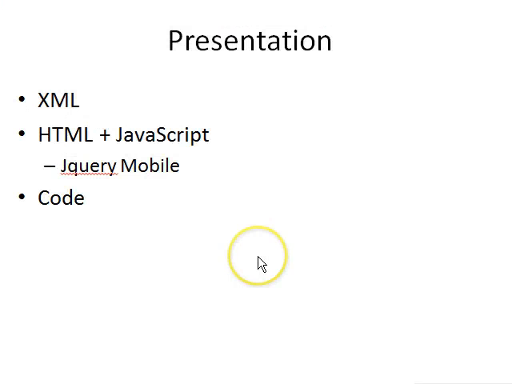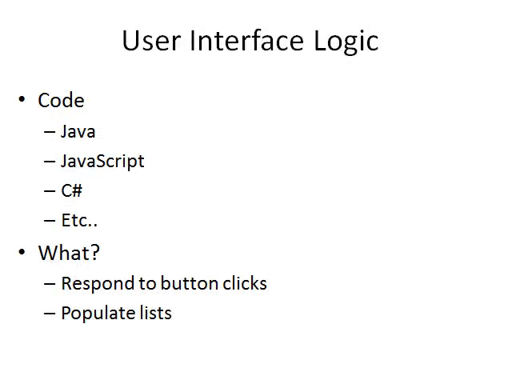So on an Android view, we will have XML that shows the presentation, and then we'll also have some user interface logic that does the code that executes when you push on a button, or the code that executes to fill an autocomplete. Okay? It's a similar story for our friends over in Cordova.